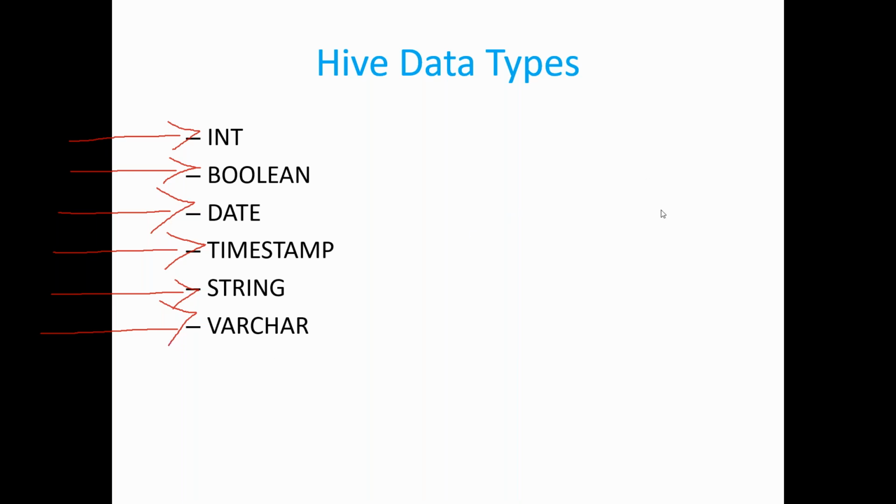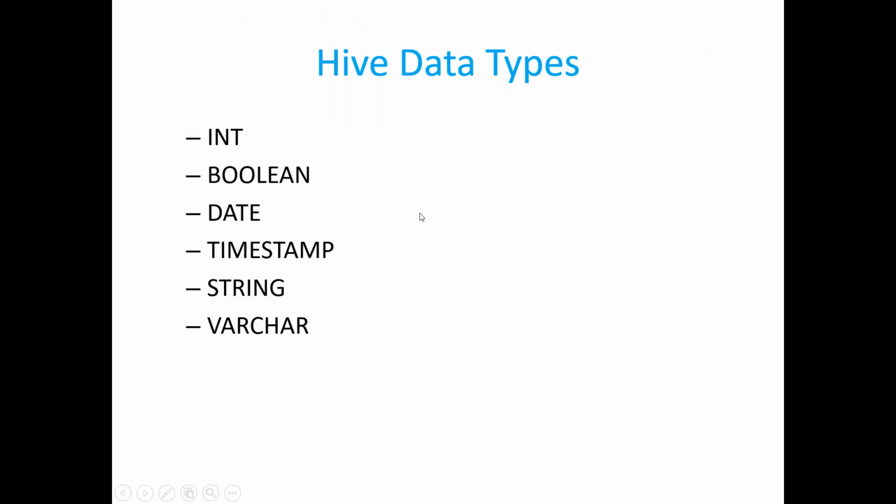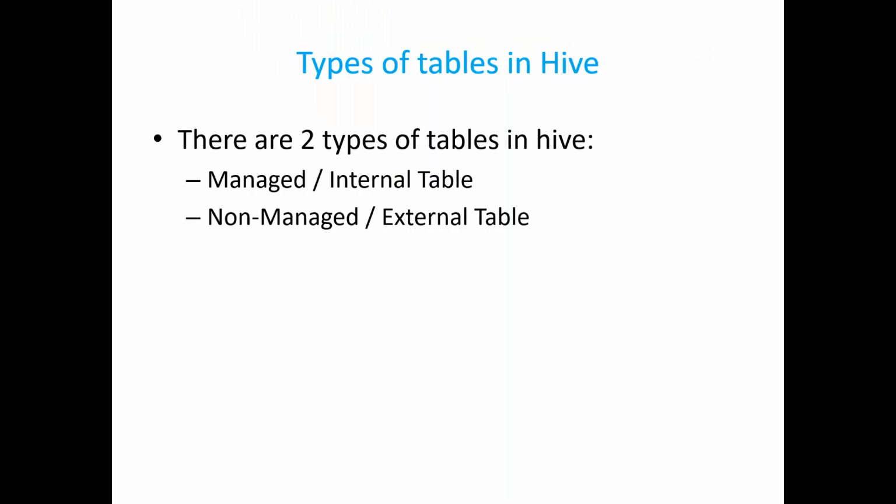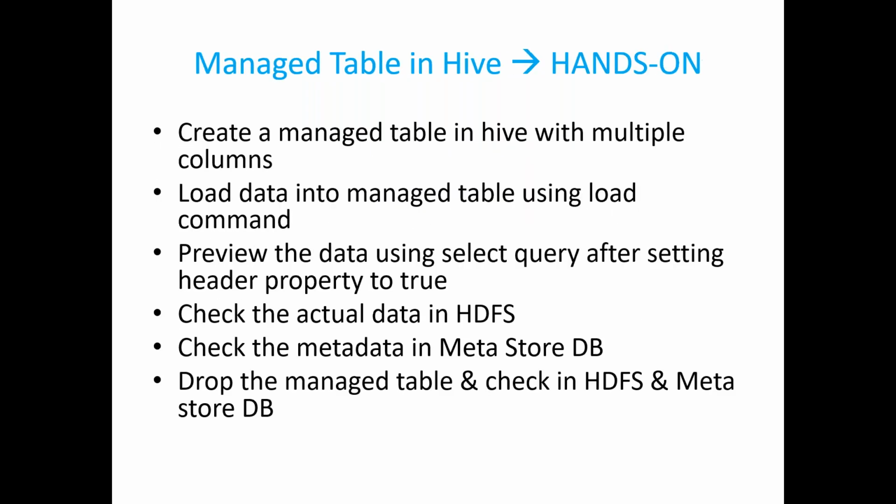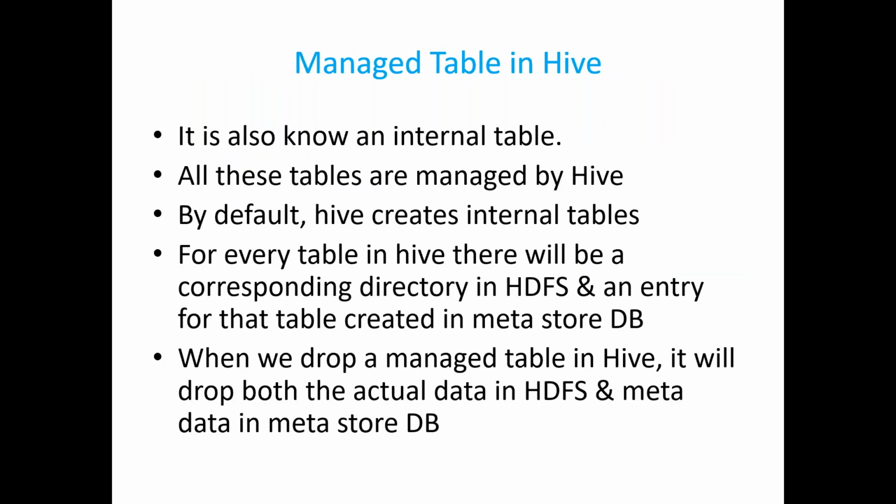So we got some understanding about the different data types in Hive. We will try to understand the different types of tables in Hive. There are two types of tables in Hive, managed table or internal table. And the second type of table is nothing but the non-managed or external table. So let's get into the hands-on. Then I'll talk about some of the concepts.